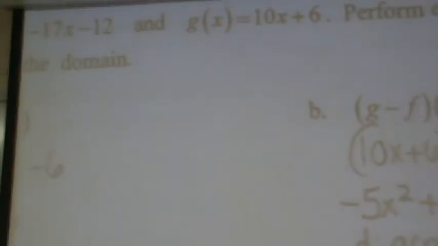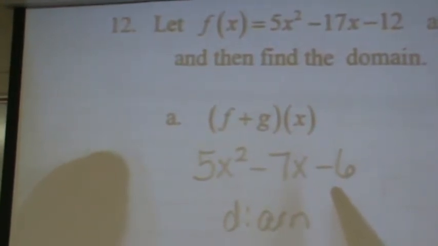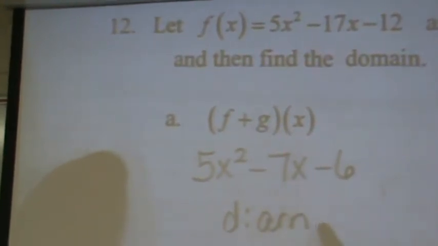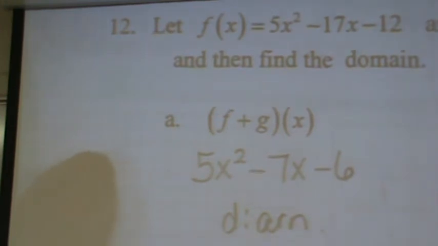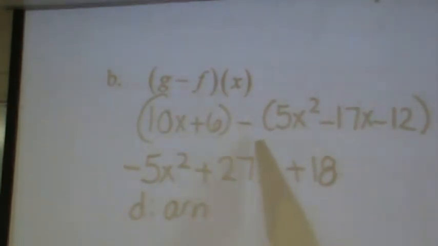Okay, number 12. Everyone should be able to add these two up and put them in standard form. So 5x squared minus 7x minus 6, and the domain is all real numbers. For B, you should be able to subtract in the right order, G minus F. So you're going to distribute the negative to F, and then simplify it. So negative 5x squared plus 27x plus 18, all real numbers, is your domain.